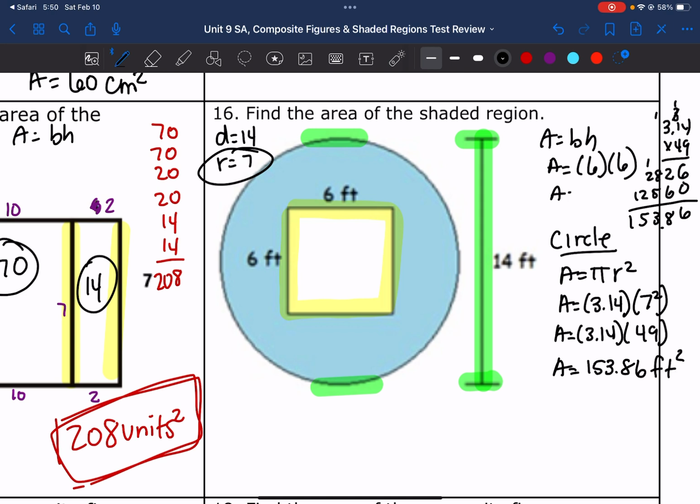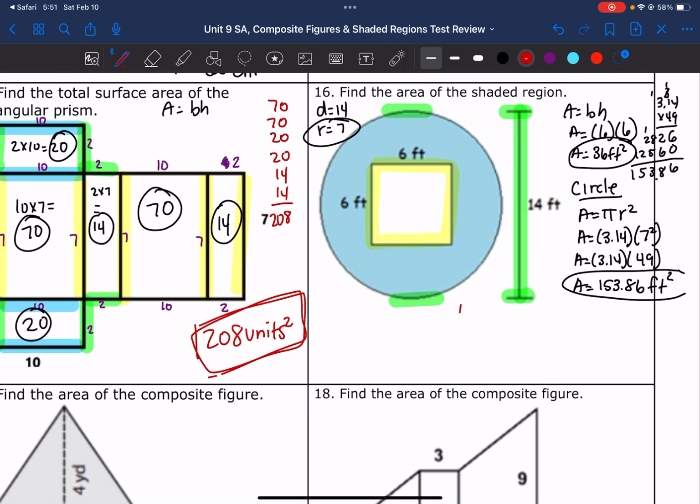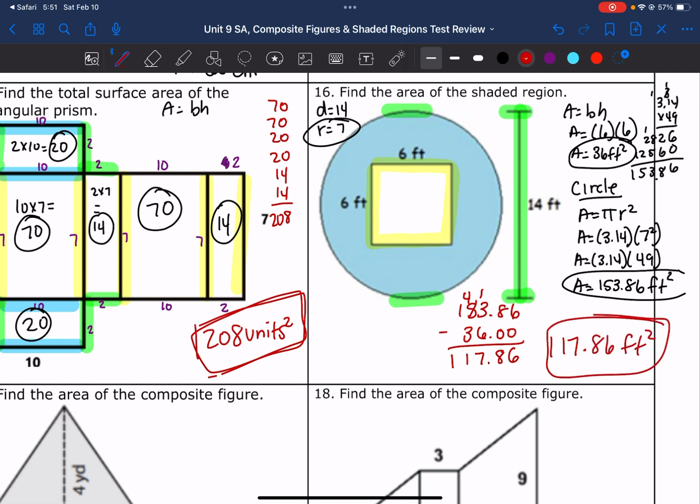The area of the square is going to be 36 feet squared. Now, what do we do with these two areas? We are going to subtract them. So here, we are going to take 153.86 minus 36.00. 6 gets brought down, 8 gets brought down, 3 minus 6 cannot happen, we have to borrow. 13 minus 6 is going to be 7, 4 minus 3 is 1, 1 gets brought down. So we get 117.86 feet squared as our final answer, okay? All right.